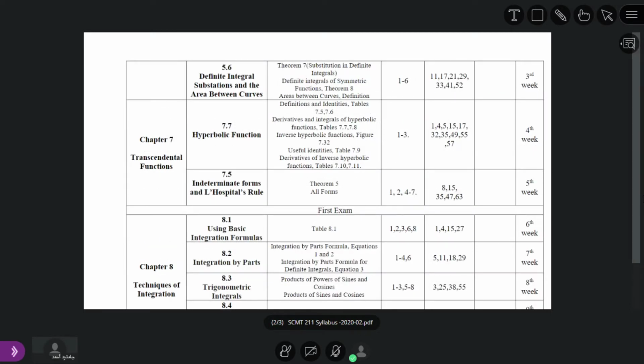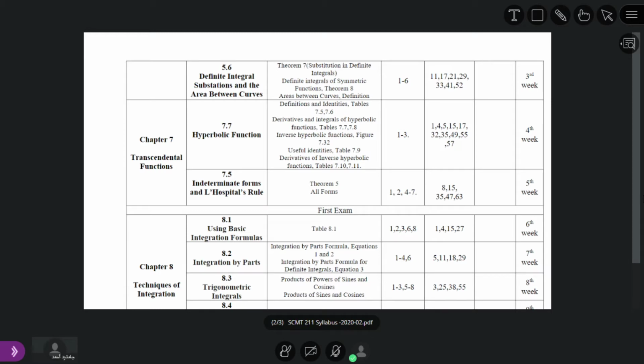So in 5.6 we shall discuss the substitution method for definite integrals. It means previously we discussed indefinite integrals and the substitution method in 5.5. Now in 5.6 we shall discuss definite integrals and the substitution method. It means we will solve definite integrals by the substitution method, and we will find the area under the curve. So this is chapter 5.